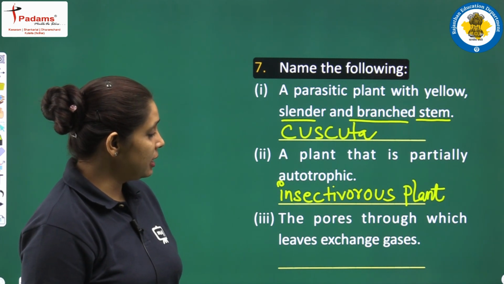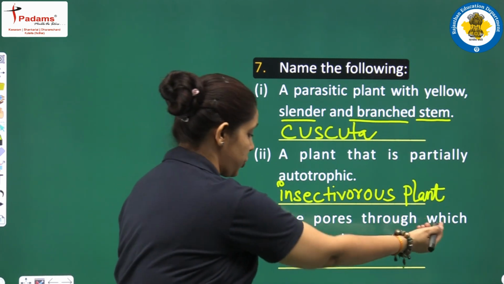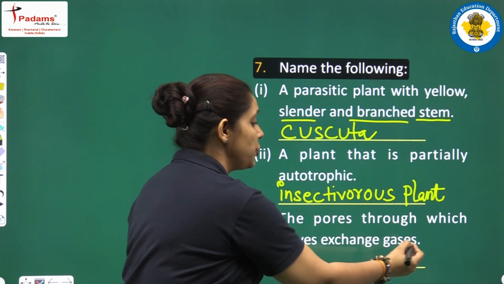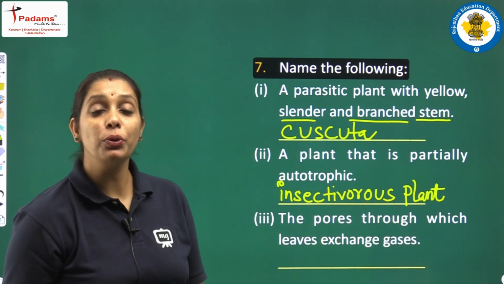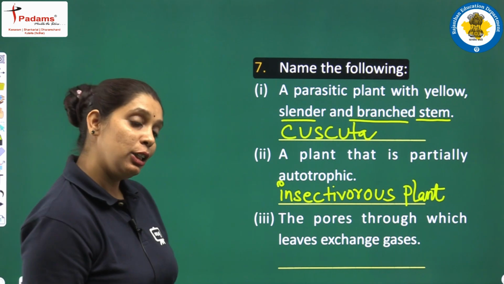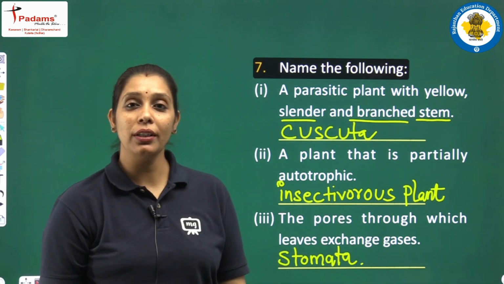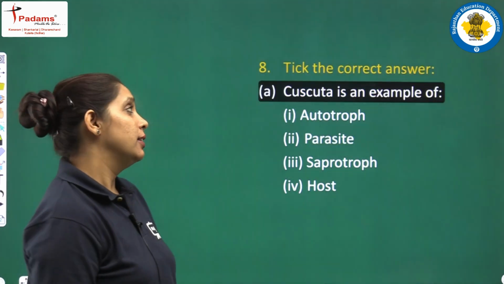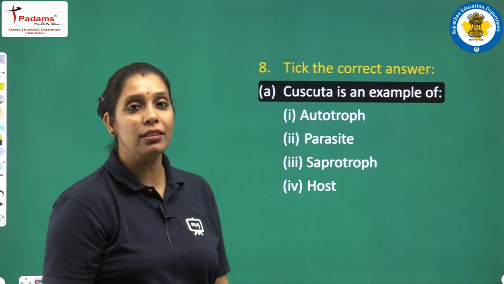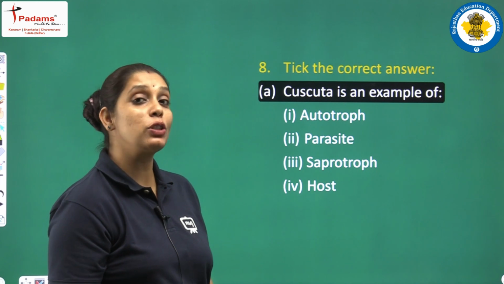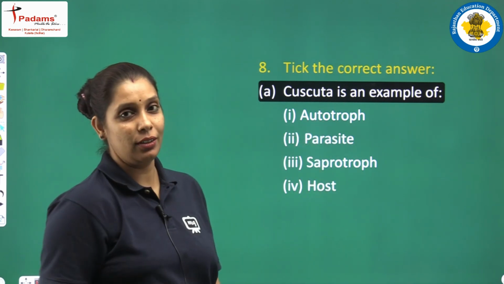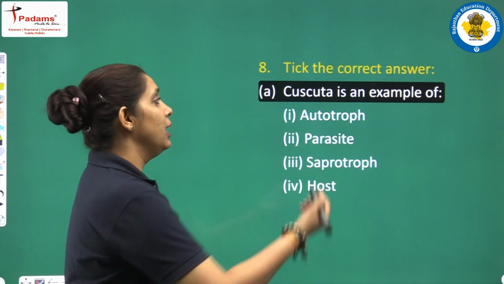Third is the pores through which leaves exchange gases. We have to name the pores. The pores are known as stomata. Next question is, take the correct answer. They are also very easy because we have options here. We have to choose one.